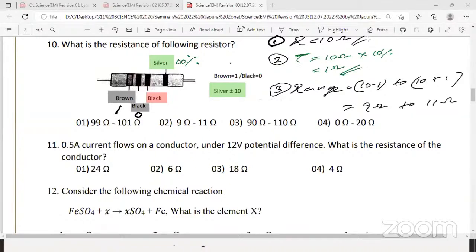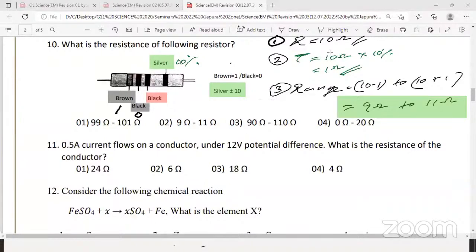Look at again. What is the first step? Find the resistance using the first three colors. Second step, find the tolerance using the fourth color band, the percentage given. Then third step, you have to find the range using the first two values, 10 and 1 ohm. 10 minus 1 to 10 plus 1, that is the range.